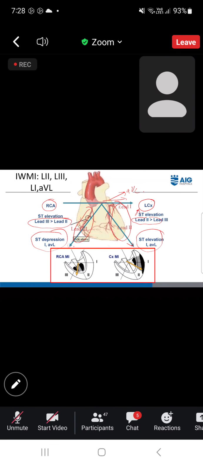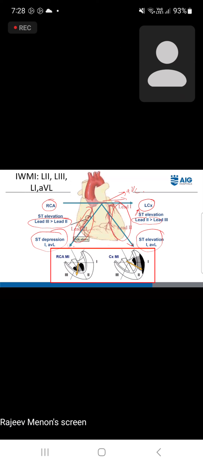The inferior MI, as Dr. Rajiv said, circumflex versus RCA. Also be aware, circumflex supplies the posterior wall of the heart, which the routine electrocardiogram doesn't have representation for. The opposite changes we expect may happen in the acute phase or it may not happen, or even later. So with a typical presentation of chest discomfort in a high-risk patient, a non-diagnostic or even normal-looking electrocardiogram, the circumflex territory is important to look at.